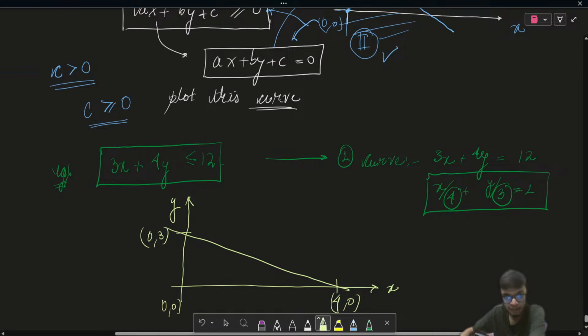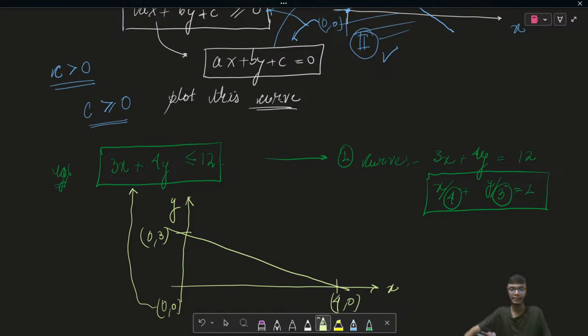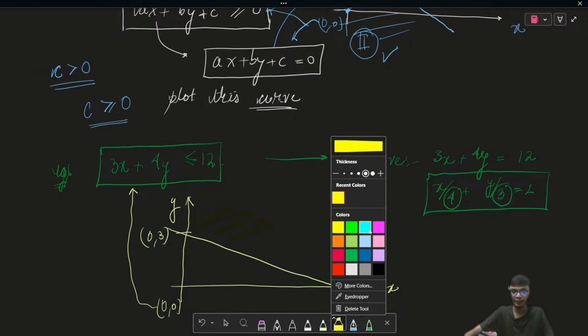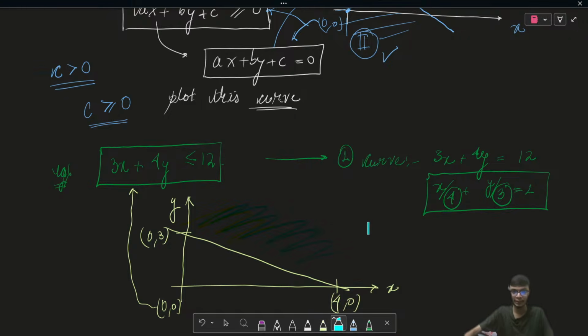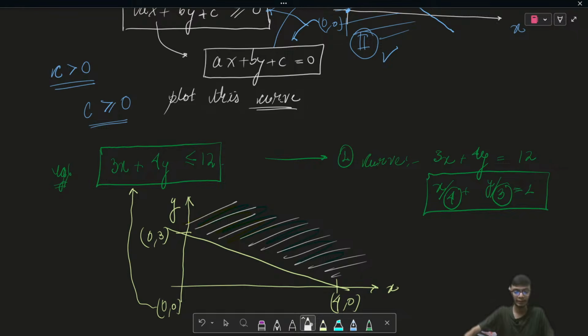If I take this point (0, 0) and put it in this inequality, I see that (0, 0) is not satisfying this inequality. Therefore, this is not the required region. So the required region which is satisfying this is going to be this particular region. Right? So therefore, I can plot this. So this is my required region of this particular inequality.